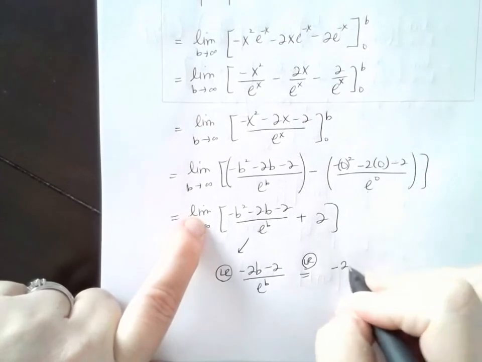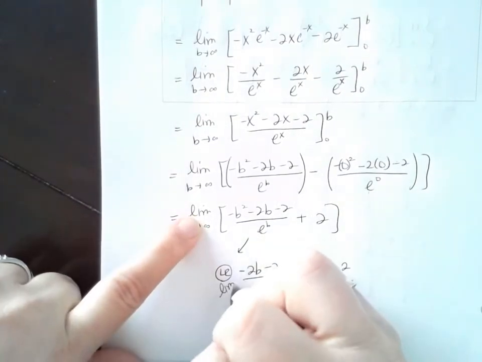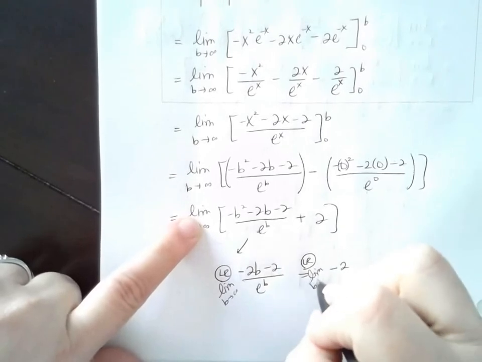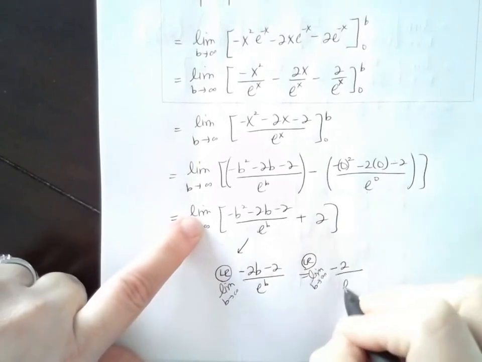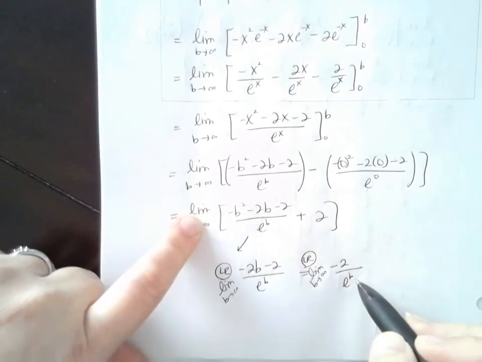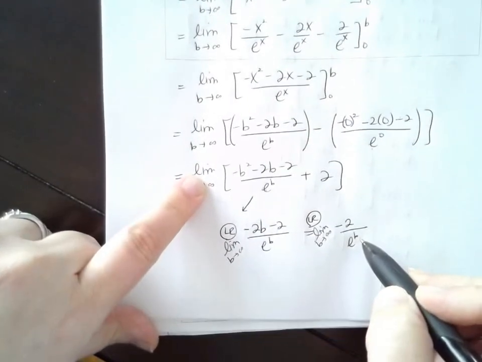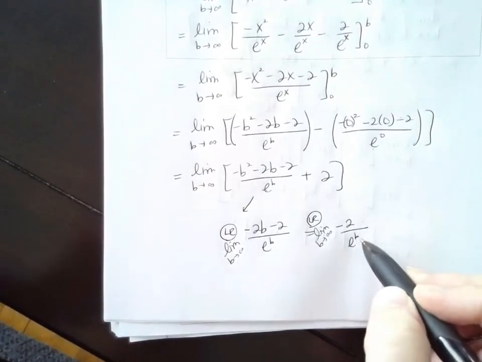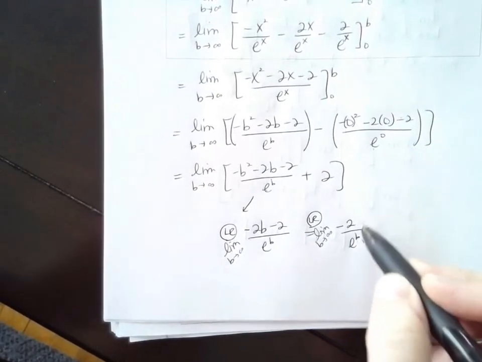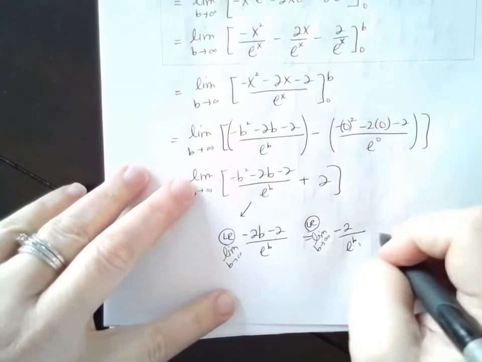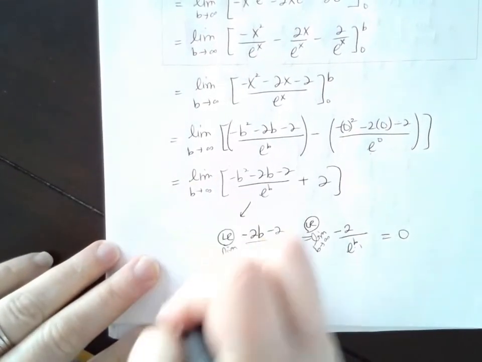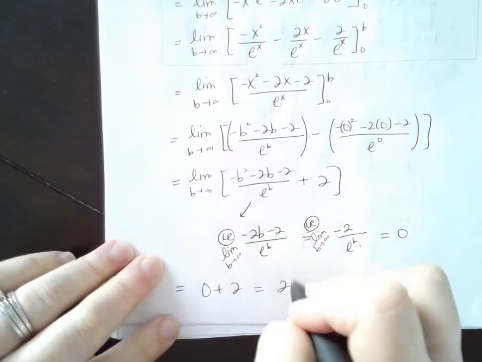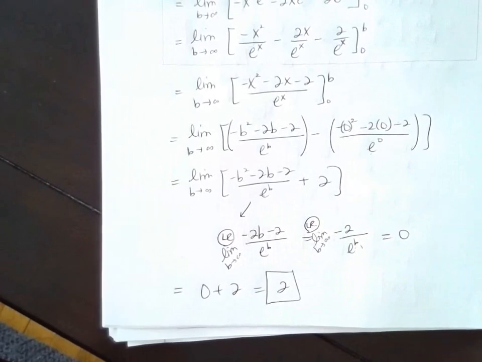I get negative 2, and really I should have written the limit as b approaches infinity. The limit as b approaches infinity. At this point, I can calculate it. I get negative 2, which is a static numerator, and I have a denominator that's growing toward infinity. This is bottom heavy, so this whole thing is approaching 0. That means that my limit is 0 plus 2, which is 2.